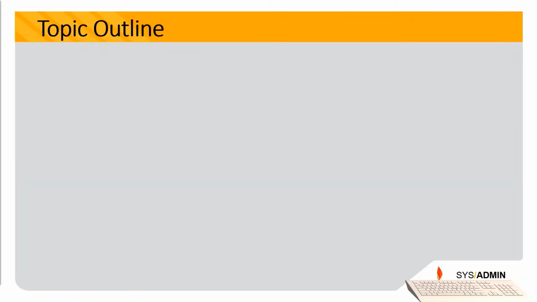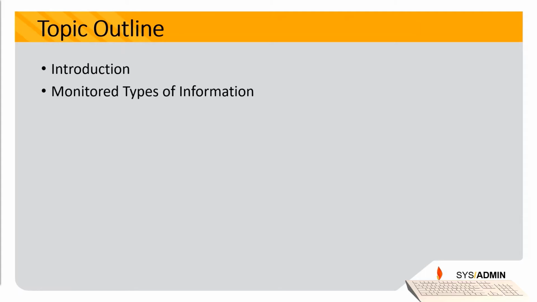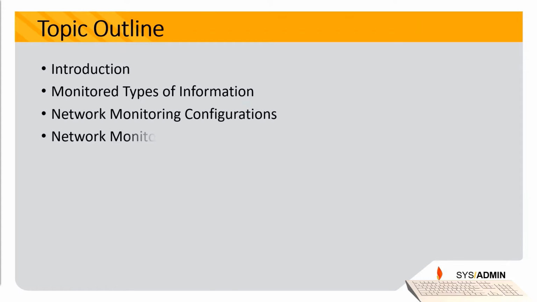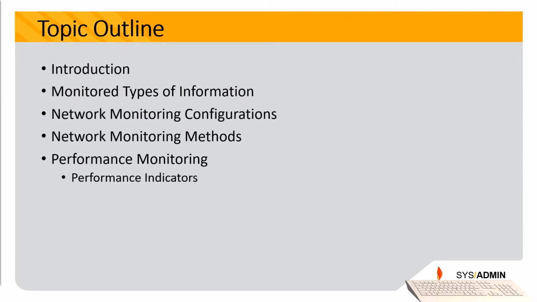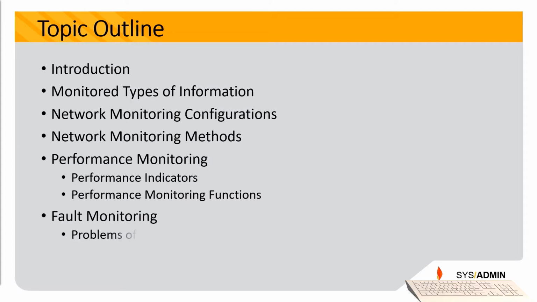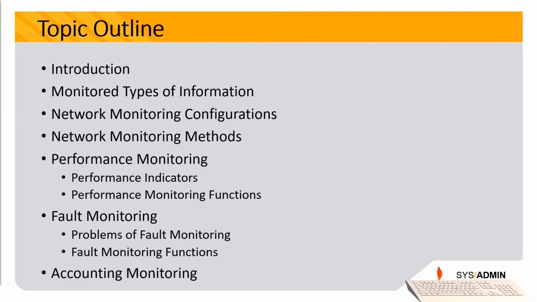So for the topic outline, in this video I'll be covering the introduction to network monitoring, the monitored types of information, network monitoring configurations, network monitoring methods, and performance monitoring. This includes performance indicators, performance monitoring functions, fault monitoring, problems of fault monitoring, fault monitoring functions, and accounting monitoring. This is part and continuation of the FCAPS that we discussed in the previous video on the network management overview. So let's start.